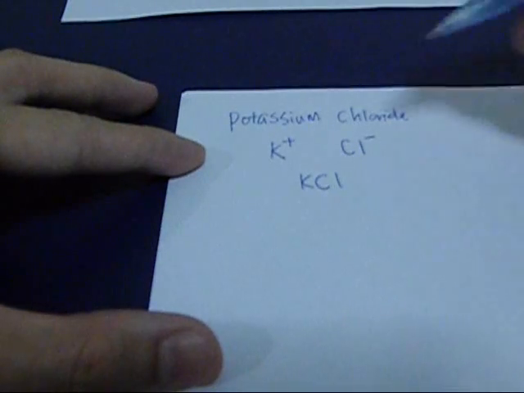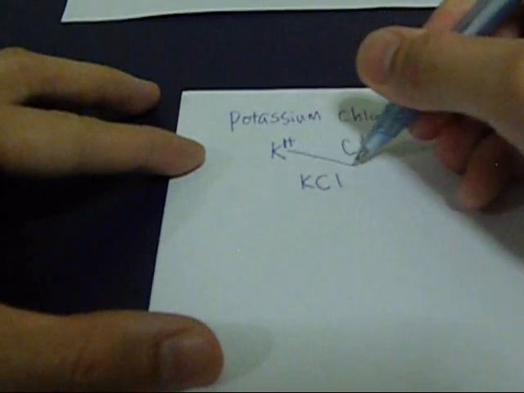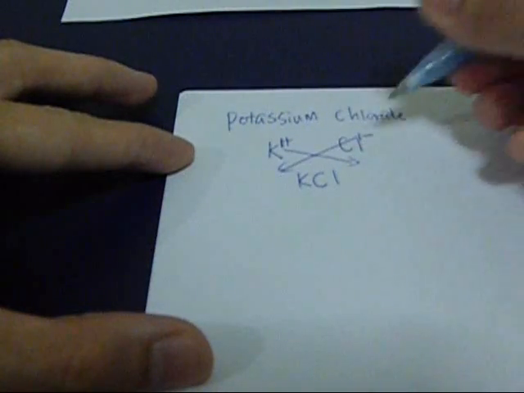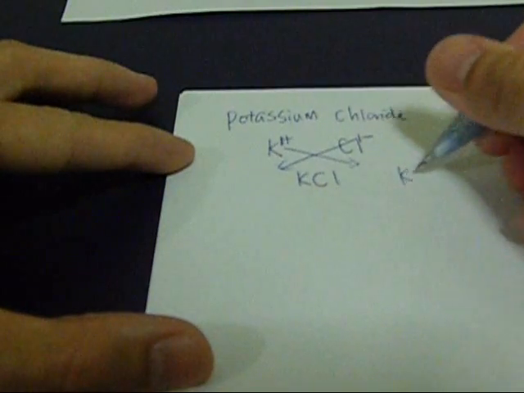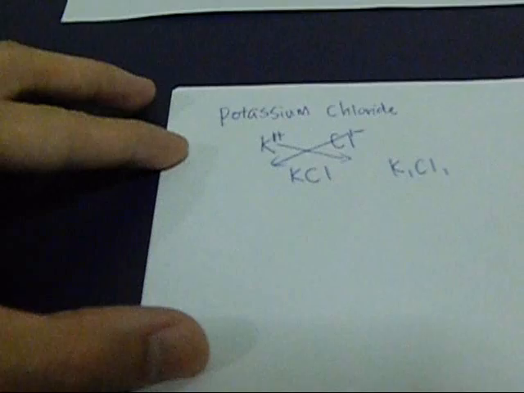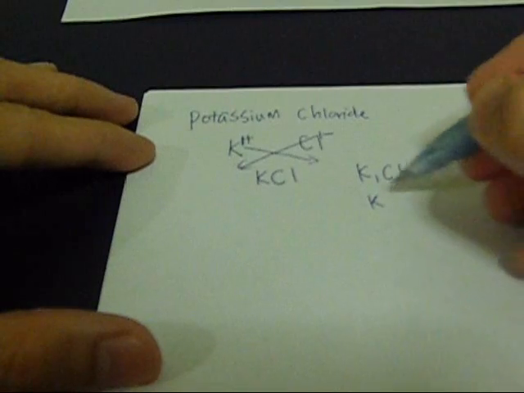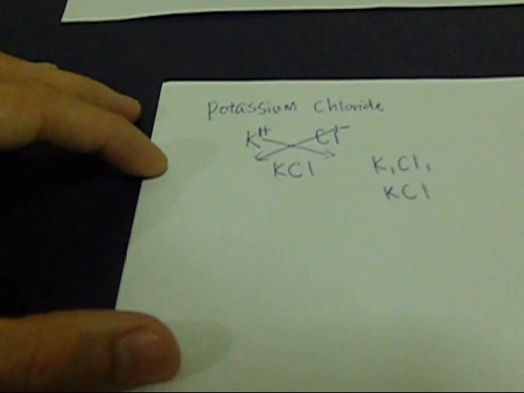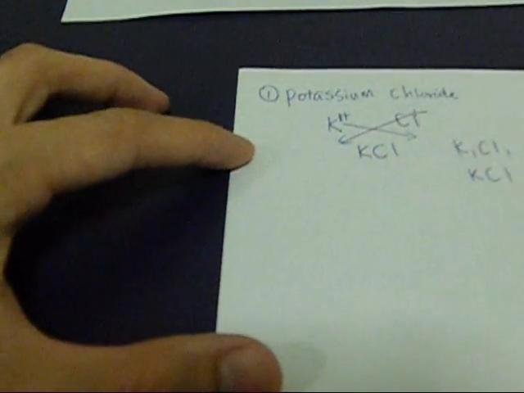Alternatively, you can use cross multiply. This is 1 plus, this is 1 minus. You can cross multiply. The 1 here would become the subscript of the Cl, and the 1 here would become the subscript of the K. So the KCl actually becomes K1Cl1. But in chemistry we don't write 1, so we can ignore the 1 to become KCl. Either way, you get the same formula for potassium chloride, which is KCl. Okay, this is the first example, potassium chloride.